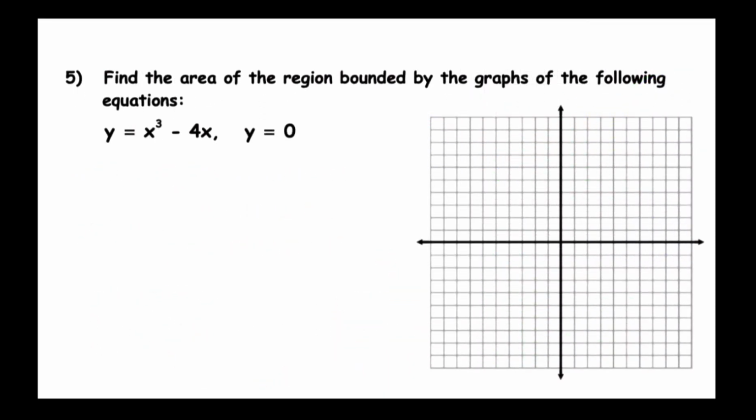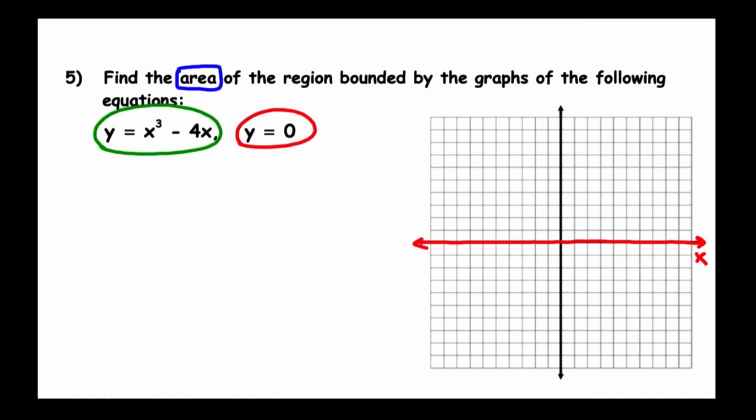Speaking of area, let's find the area of the region bounded by the graphs. Now this does, for the very first time, say area. Find the area. So if you get anything that's negative, we are going to change the sign. It doesn't say find the integral or the antiderivative or evaluate or something like that. It's just find the area. All right, y equals 0. y equals 0 is the x-axis. So that's one boundary. The other boundary is a cubic.